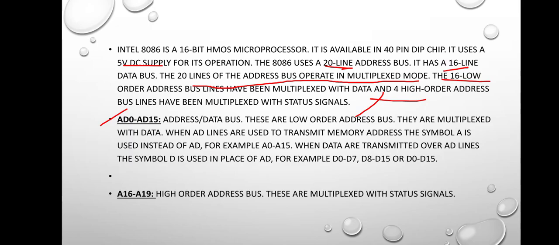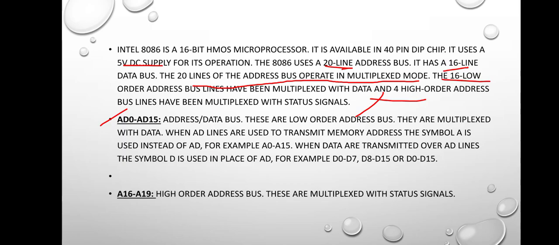When data are transmitted over AD lines, the symbol D is used in place of AD. Whenever we want to transmit only the data lines, we simply represent it as D instead of AD. For example, D0 to D7. Here is the multiplexing concept. We first have to know what multiplexing is.